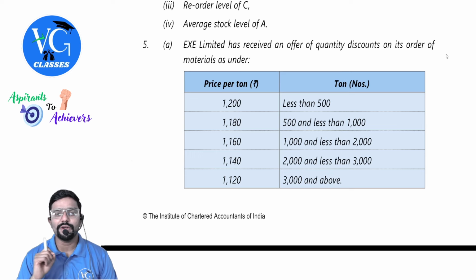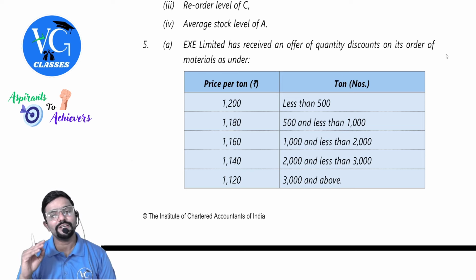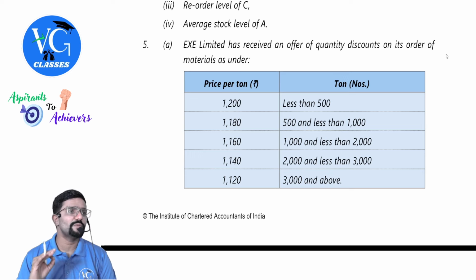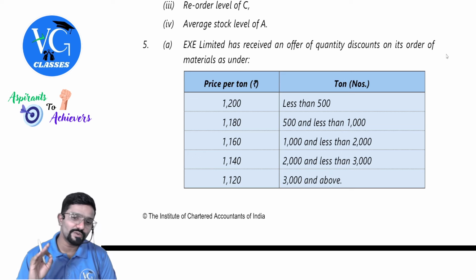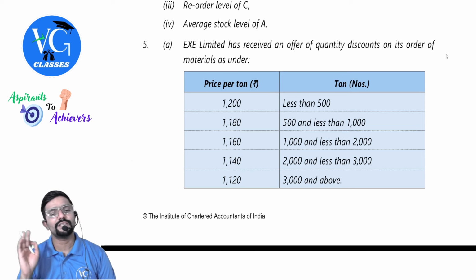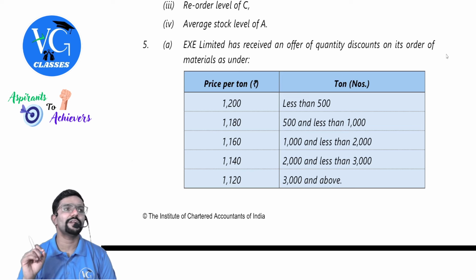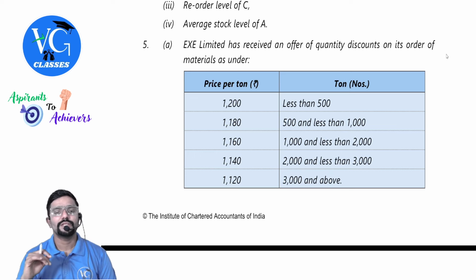Price would be 1,200 if they purchase less than 500 tons. If they purchase 500 and more but less than 1,000, then the price would be 1,180 per ton. If they purchase 1,000 and more but less than 2,000, the price would be 1,160 per ton. If they purchase 2,000 and more but less than 3,000, then the price would be 1,140 per ton. If they purchase 3,000 and above, the price would be 1,120.